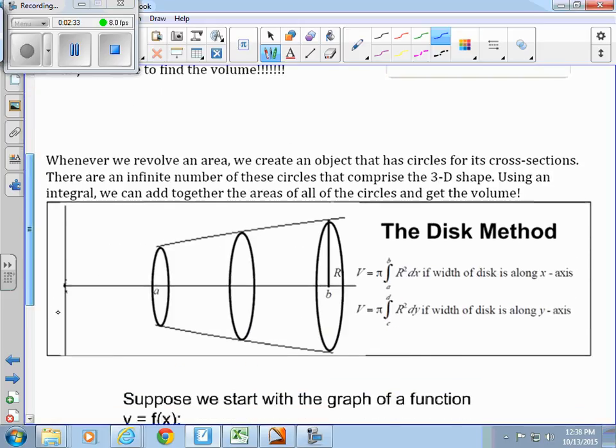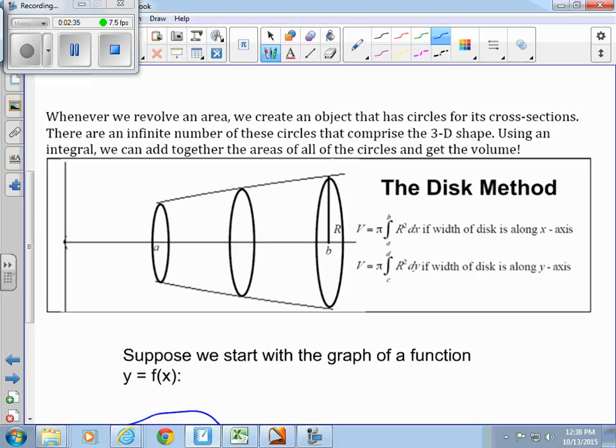So, whenever we revolve an area, we create an object that has circles for cross sections. There are an infinite number of those circles. They make a 3D shape. We can use an integral to add up all of those areas of the circles to get the volume. This probably sounds a lot like what I said yesterday, right?